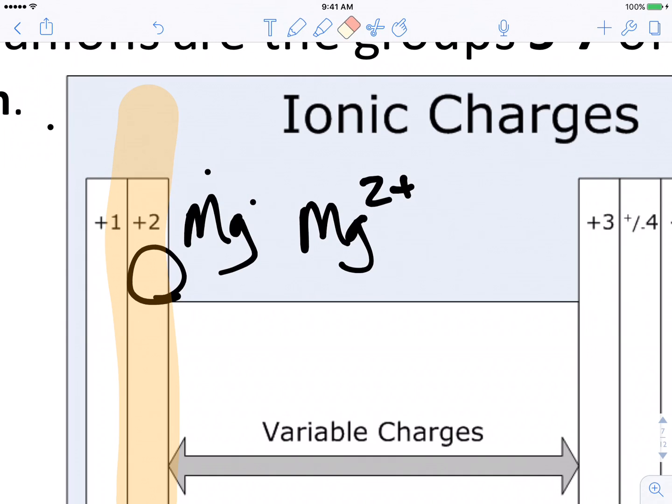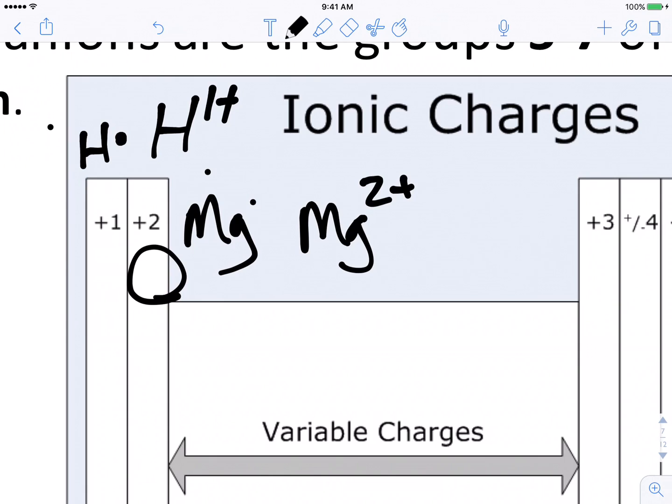Well, now let's do another example. If we do hydrogen, which is right up here, hydrogen has 1 valence electron to give away. It's on the left side of the periodic table, which means it's going to be a cation. So hydrogen has 1 to give away, and so its oxidation number is 1+. So anything in this group is going to have a number of 1+.